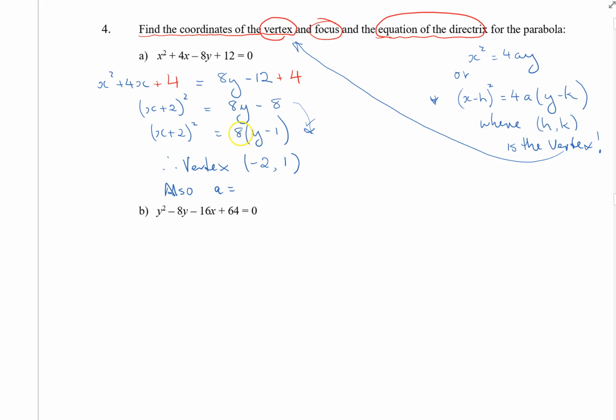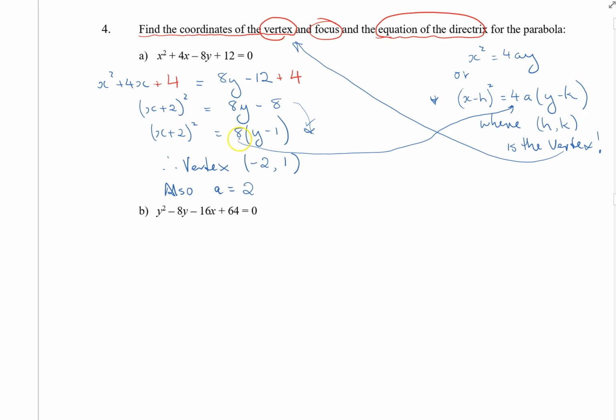I can also find a, because this 8 represents 4a. 4 times what gives me 8? a is equal to 2. So the algebra part's been good so far for me to be able to read off the vertex and the focal length, but I'm thinking at this stage I'm a little bit stuck on where the focus is, and hence the equation of the directrix.